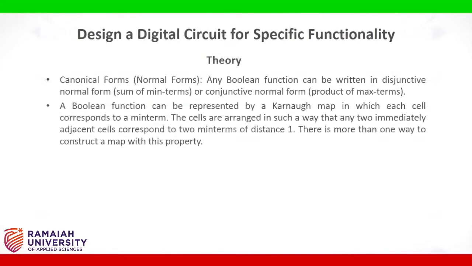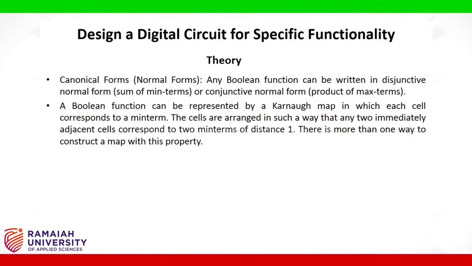Canonical forms, that is normal forms, implies that any Boolean function can be written in disjunctive normal form, that is sum of min terms, or conjunctive normal form, that is product of max terms.